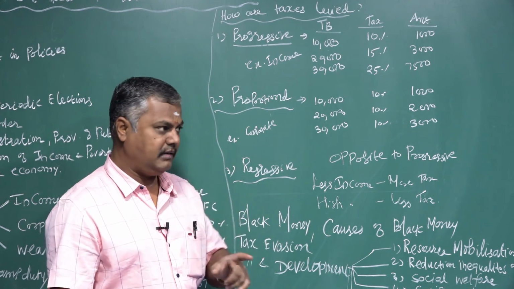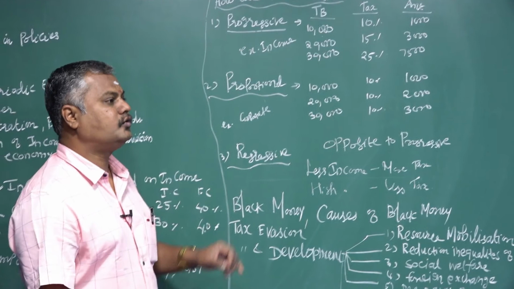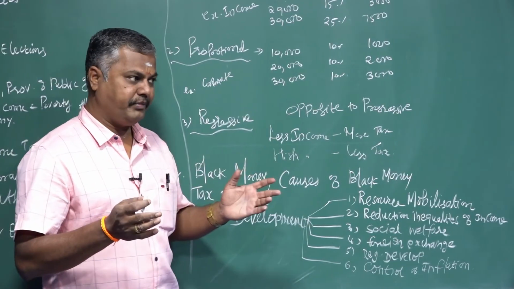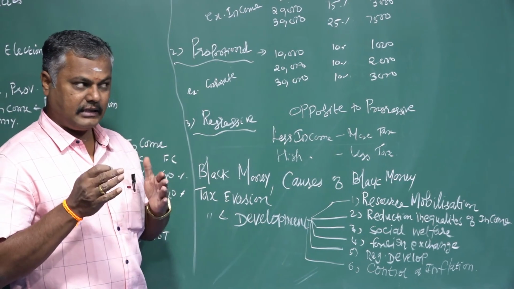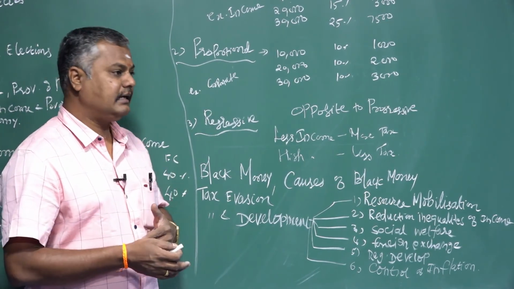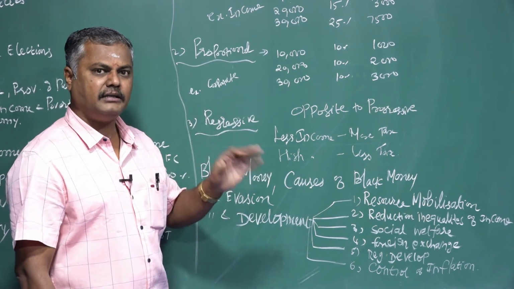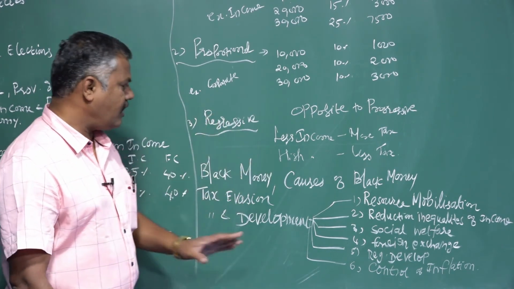Black money is funds earned through the black market on which the income and other taxes have not been paid. The unaccounted money that is concealed from the tax administrator is called black money. Right? So the simple meaning is nothing but unaccounted money. What are the causes for black money?